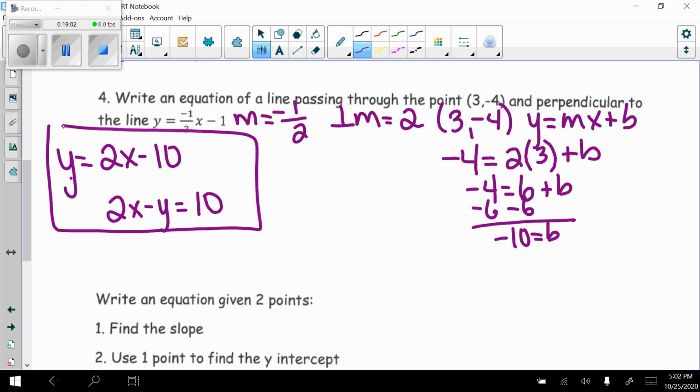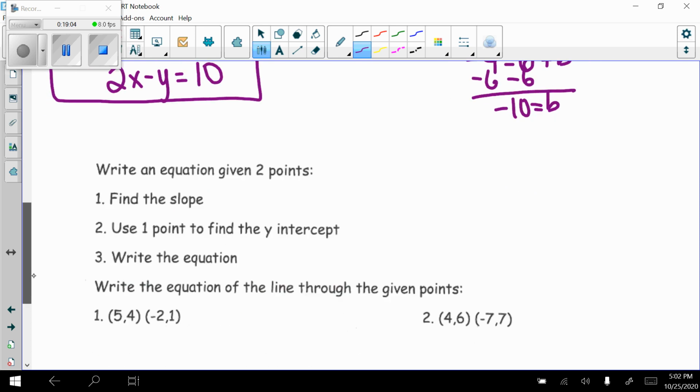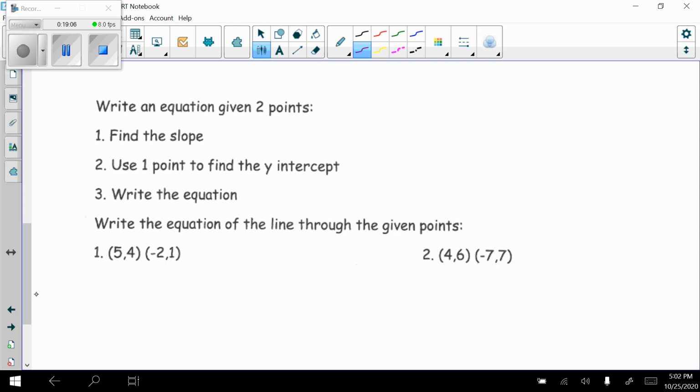Last thing that we have to look at is now learn how to write an equation if all that they give to me are 2 points. So number 1, find the slope. Number 2, use one of the points they gave you to find the y-intercept, and then write the equation. And again, we're going to write it in both standard form and slope-intercept form.